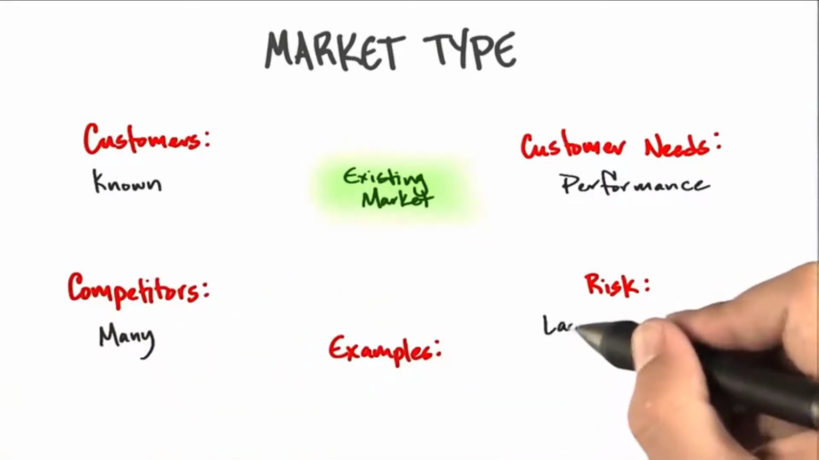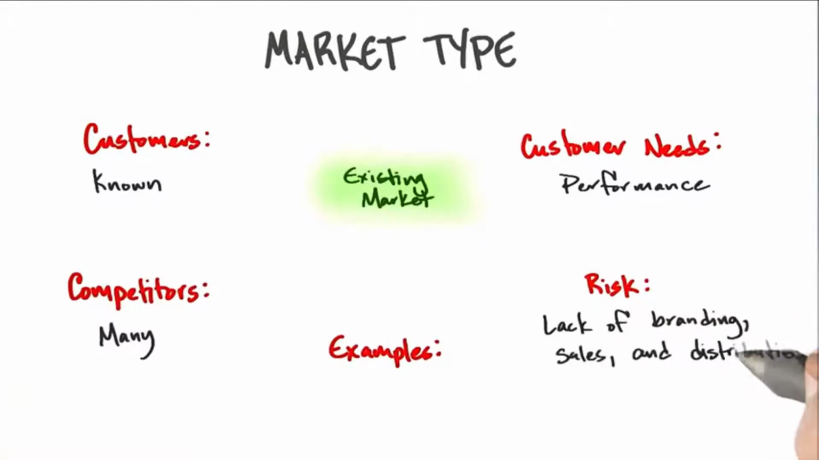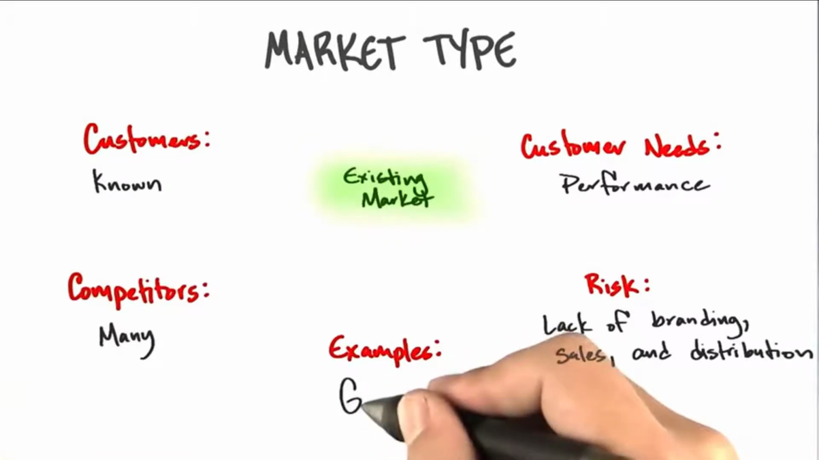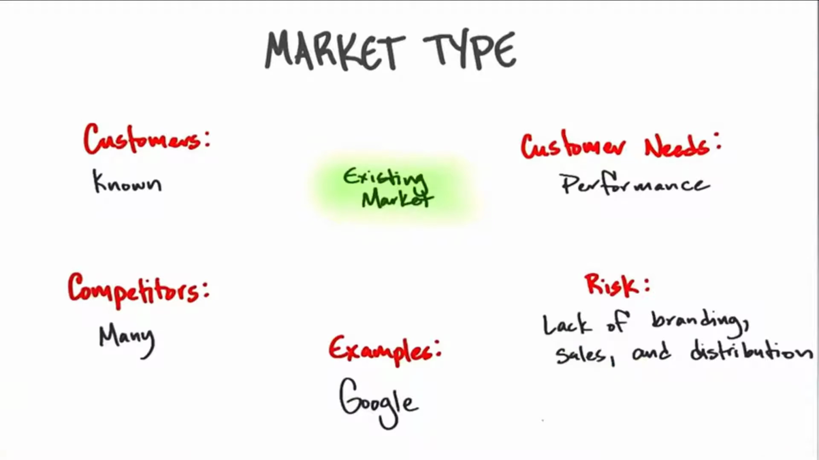Your risk, well, your risk is lack of branding, lack of sales, lack of distribution. And unfortunately, sometimes your product really doesn't live up to the claims. Example, Google. It's an existing market. Go ahead and try to enter the search business today. There's a dominant player in search.